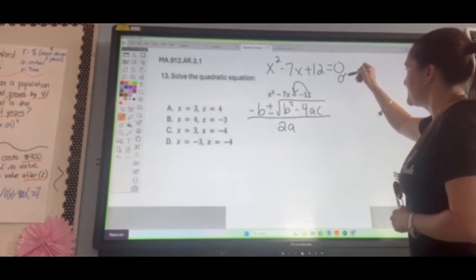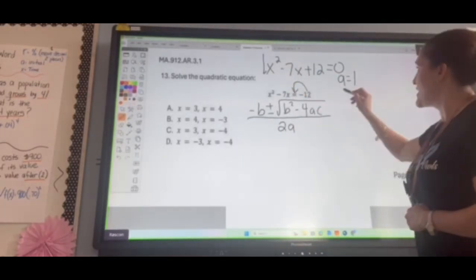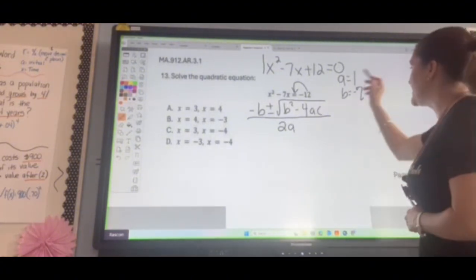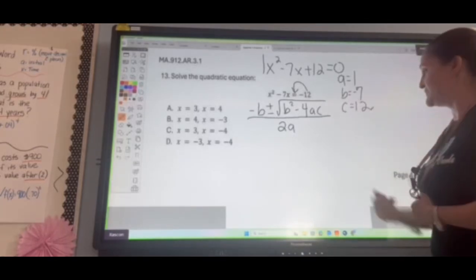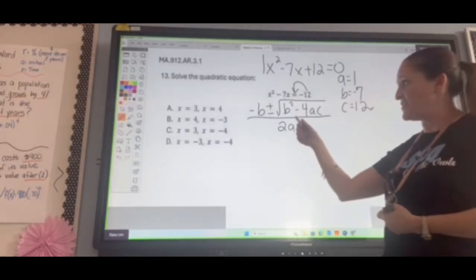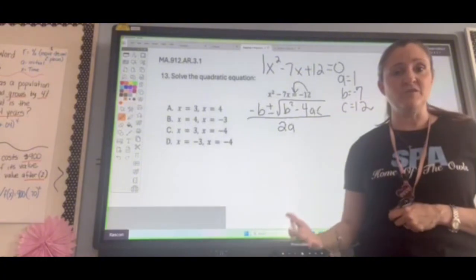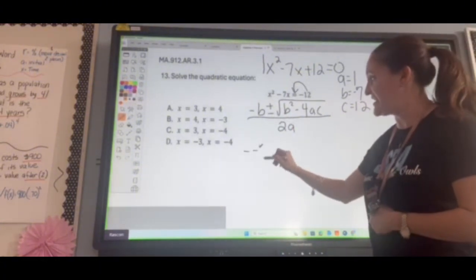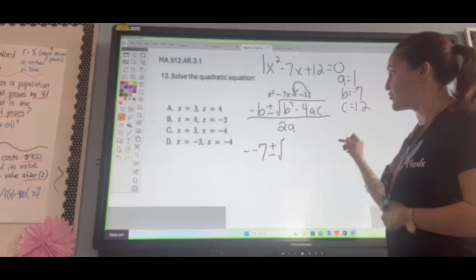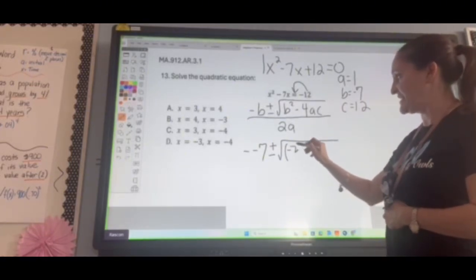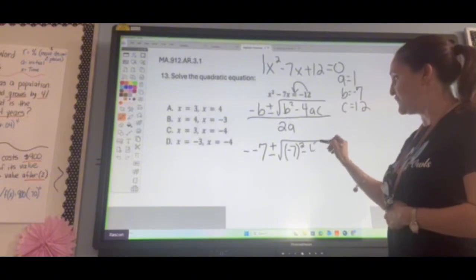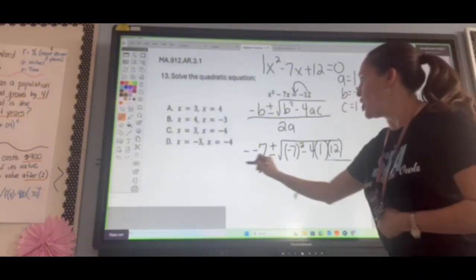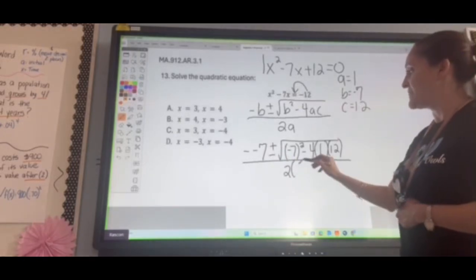Now that I know this, A is 1, B is negative 7. Make sure you include that negative if it's in front of it. And C is 12. All I'm going to do now is plug in the numbers where they go, and then I'm going to use Desmos to find my answer. So negative B, which is a negative 7, plus or minus square root, parentheses, negative 7 squared, minus 4 times A, which is 1, times C, which is 12, over 2 times A, which is 1.